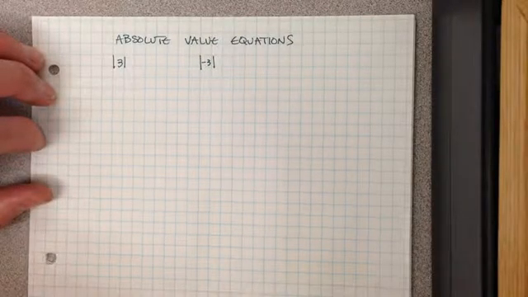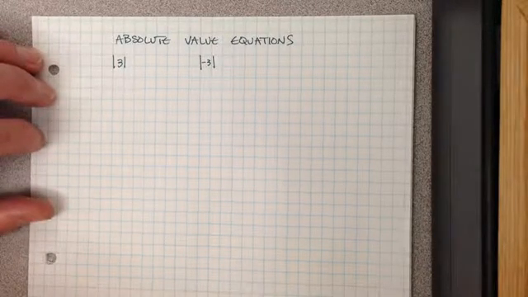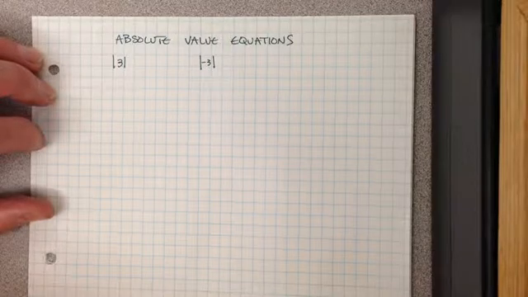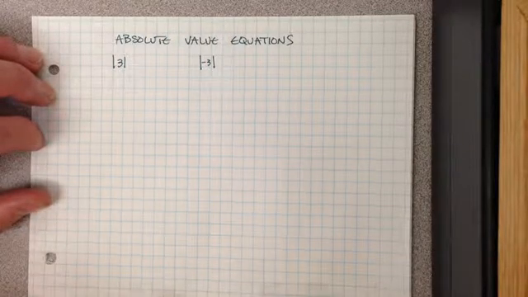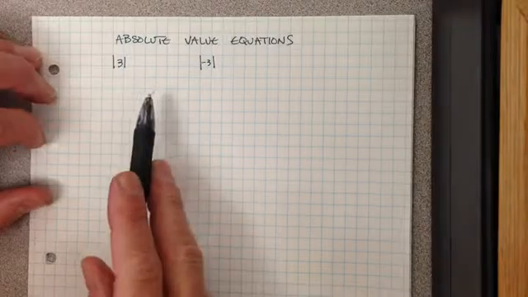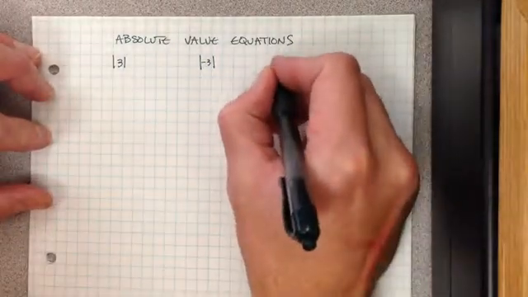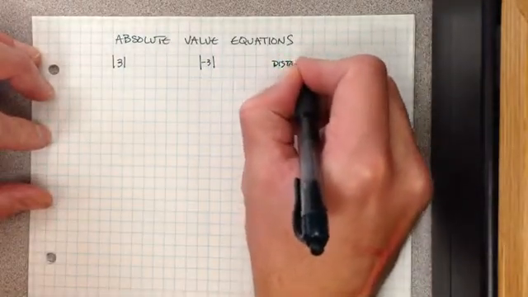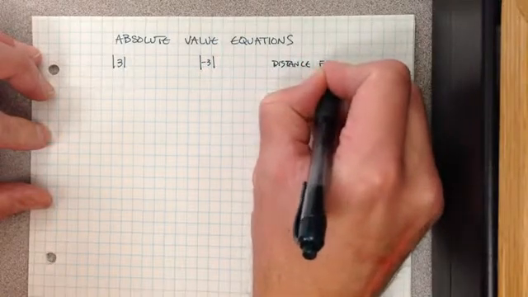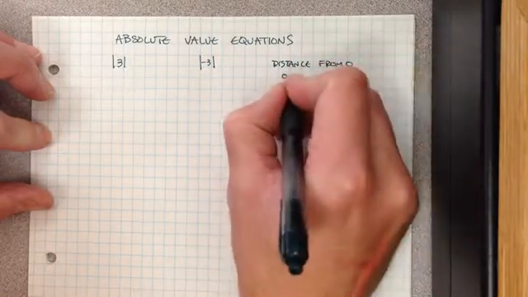Hi there, hello. Today we are going to be talking about absolute value equations. Before we get going on this, it helps to understand what absolute value is. Absolute value is a distance from zero on a number line.